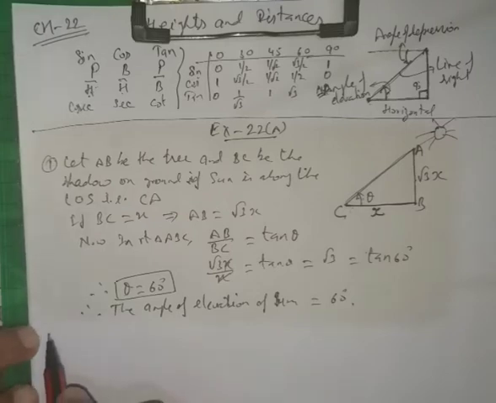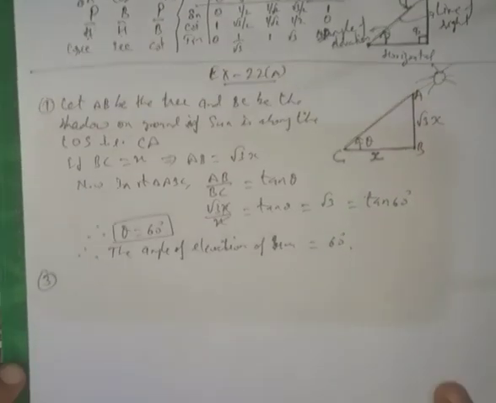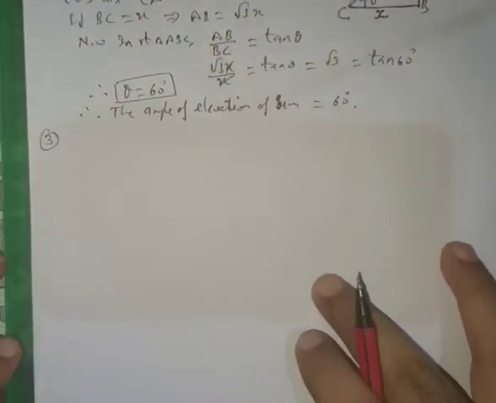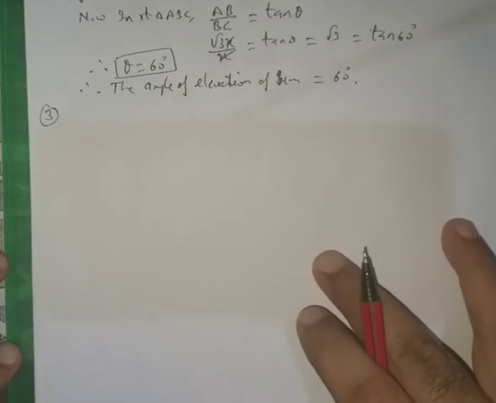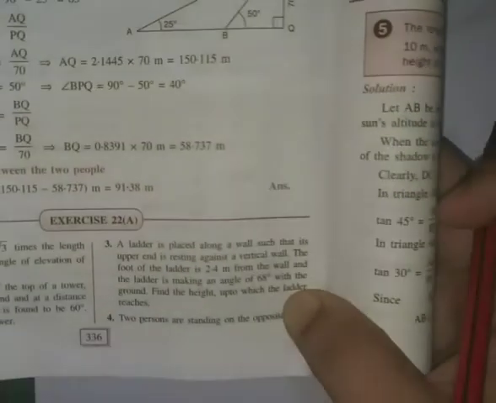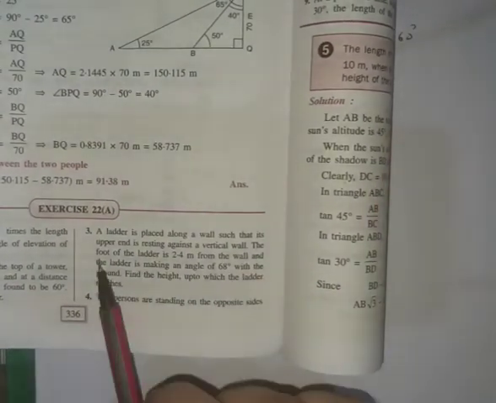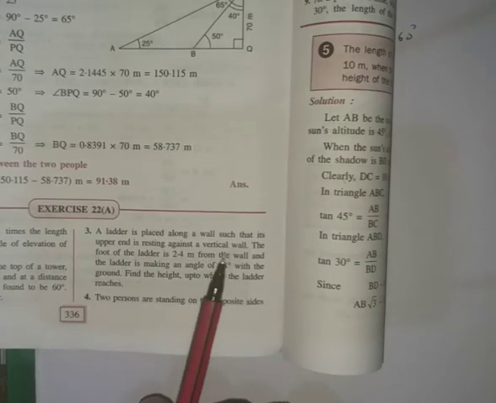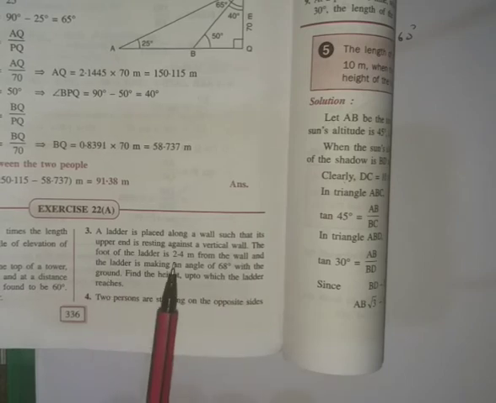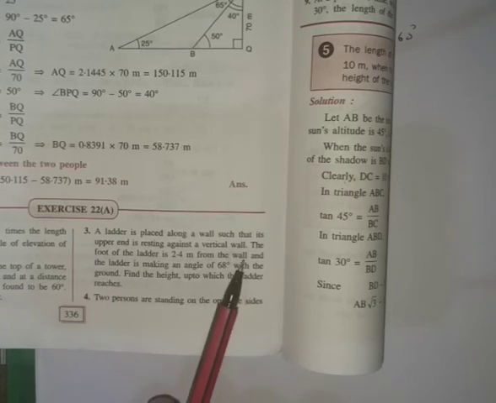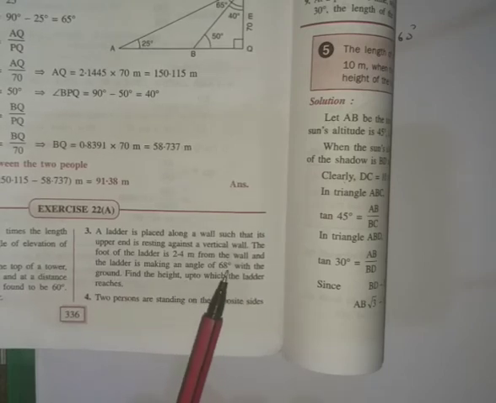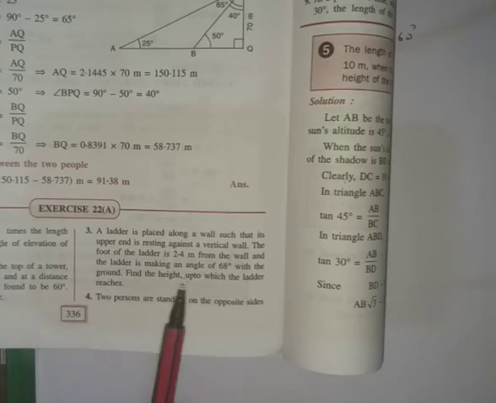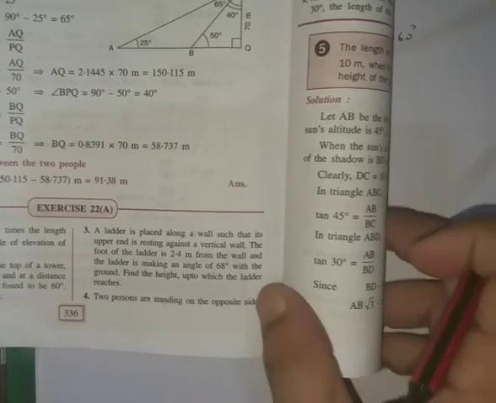Similarly, I am moving on to question number 3rd. Why I am using this is because I want to show how to look at the table also. So the question says, a ladder is placed along a wall such that its upper end is resting against a vertical wall. The foot of the ladder is 2.4 meter from the wall, and the ladder is making an angle of 68 degrees with the ground. We have to find the height up to which the ladder reaches.